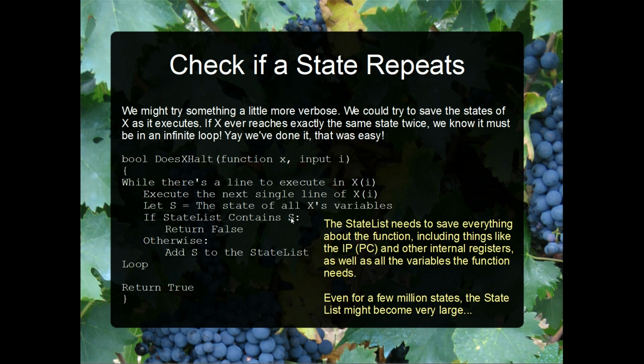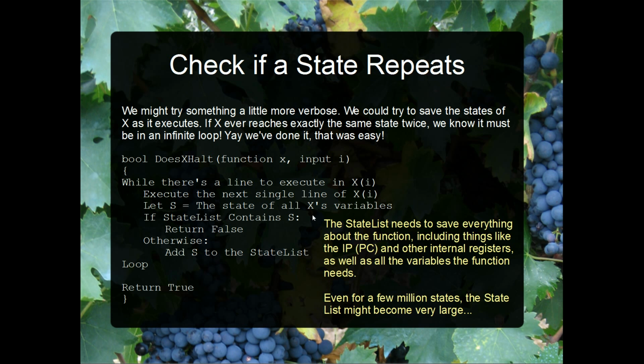It doesn't matter how many instructions are between the occurrences of S. X is doomed. So we can return false. X has run into an infinite loop. Otherwise, we can add S to the state list. And eventually, if X actually finishes its execution, then we can obviously return true. It hasn't entered an infinite loop if it actually finishes its execution.